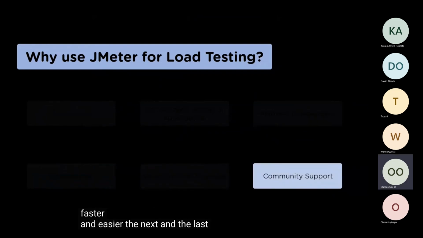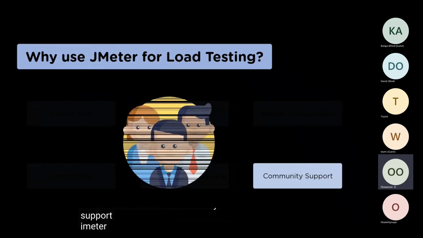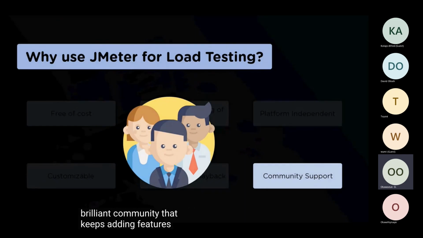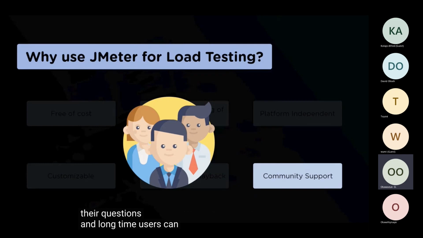The next and the last reason in our list is incredible community support. JMeter is an open source tool with a brilliant community that keeps adding features and supports users who run into issues and problems. This ensures new users always have someone to answer their questions, and long-time users can improve their abilities on JMeter. Also, having an open source tool ensures it keeps getting better and always in line with users' needs and requirements.